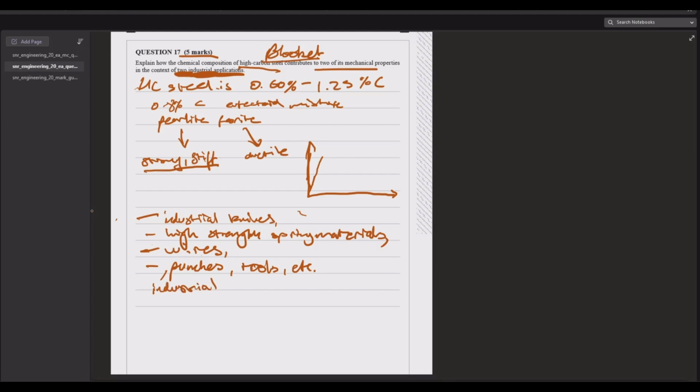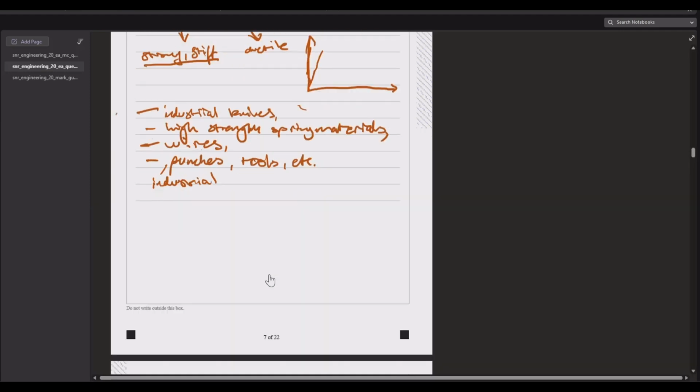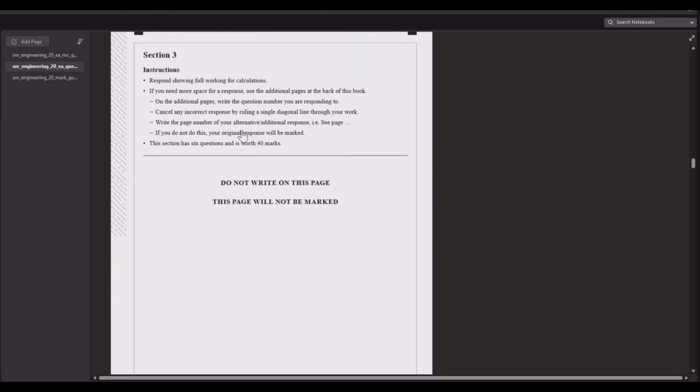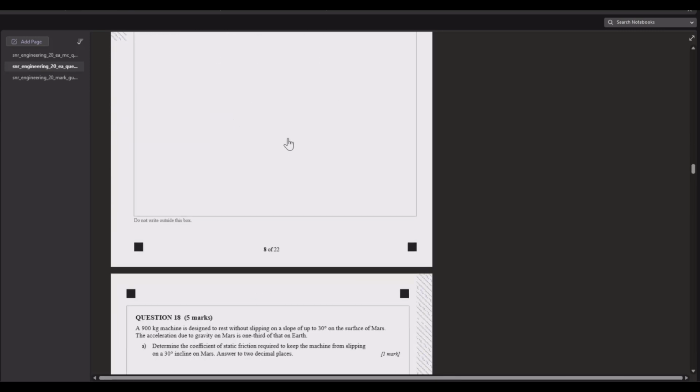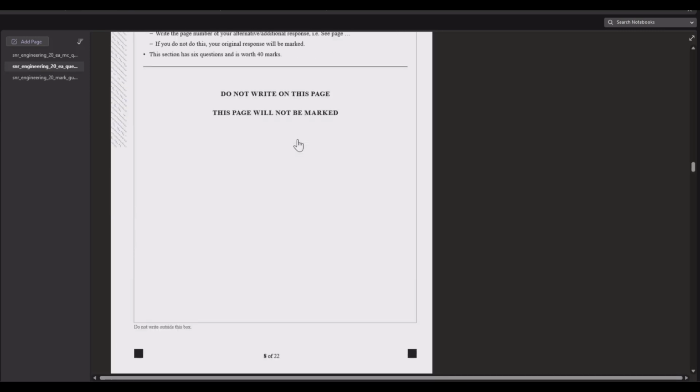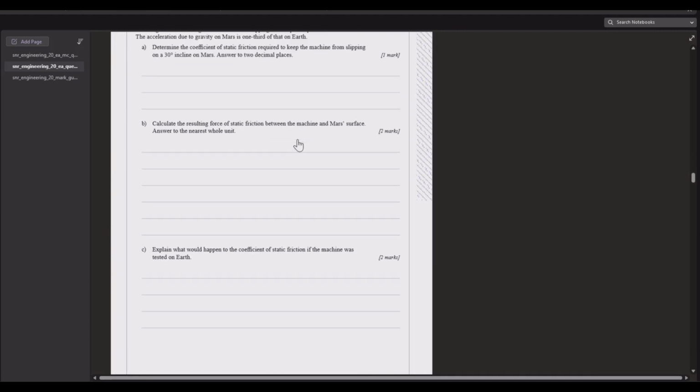So there we go. We've listed mechanical properties: strong, stiff, and ductile. You're going to want to go in a bit more detail there. Just done a little overview. Moving on, section 3. Now you're going to want to spend maybe 40 minutes of the exam in here if you want to get most of it done.